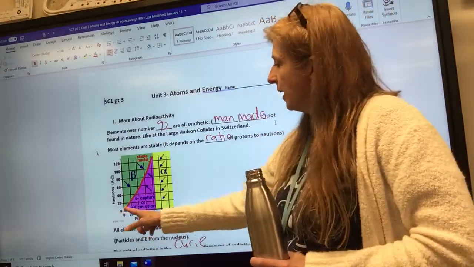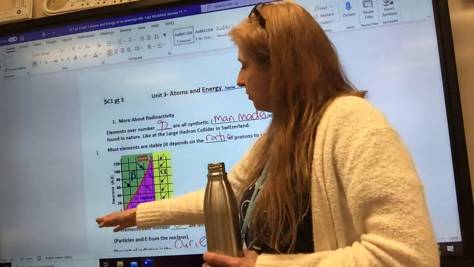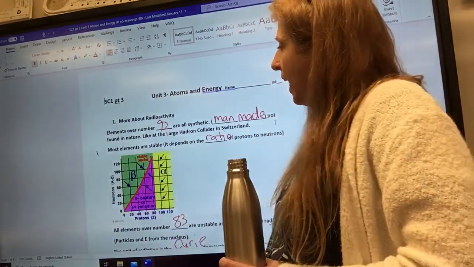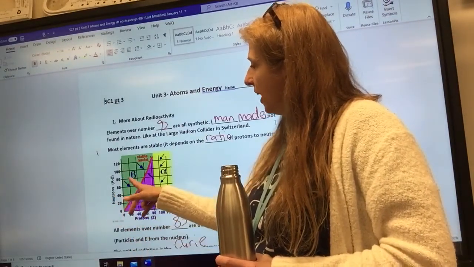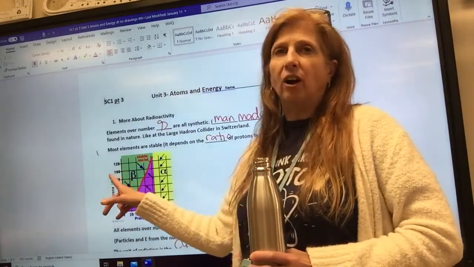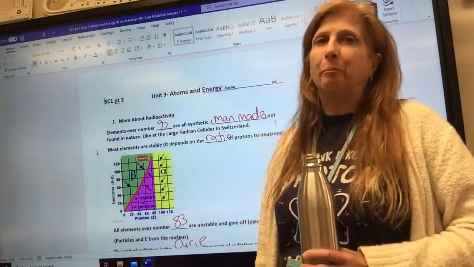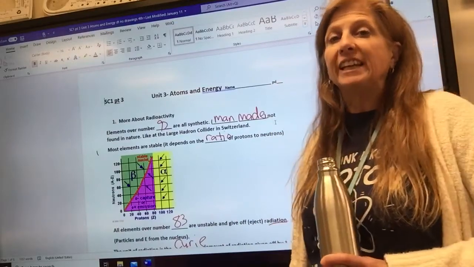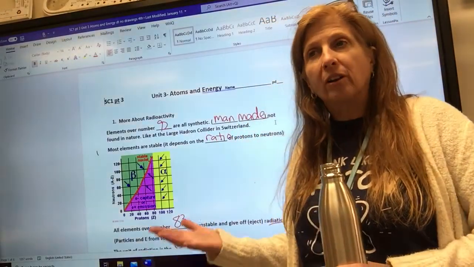Okay. The red line is the band of stability for neutrons versus protons. If you have way more neutrons than protons, it gives off an electron or a beta particle, which is this cool little Greek symbol that looks like a bee with a tail on it. So today, you're going to get to learn some Greek letters. You're going to feel so smart because you are.